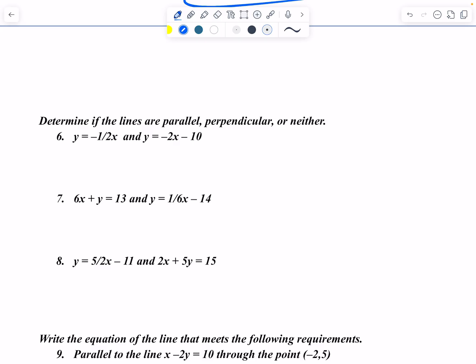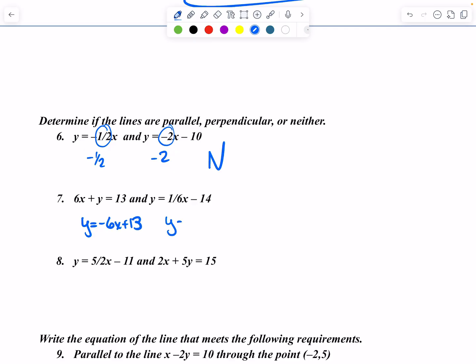Number 1, these are already in slope-intercept form. I can identify my slope. So the slope of my first line is -1/2. The slope of my second line is 2. Let's just put n. Okay, on the second one, y is equal to negative 6x plus 13.